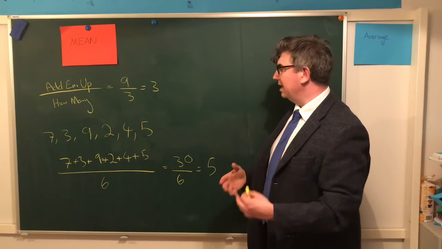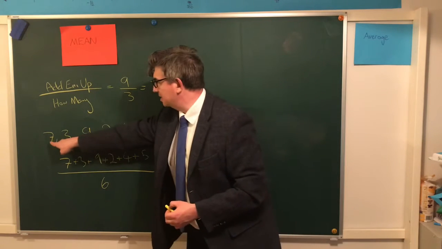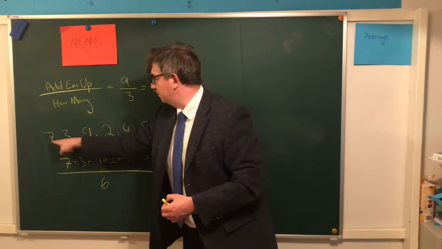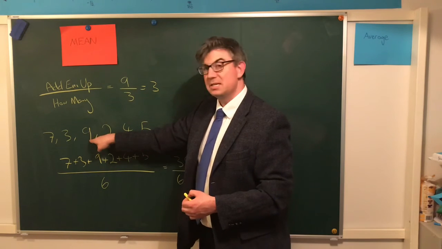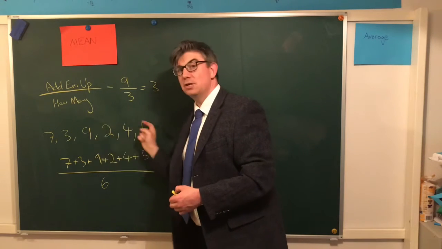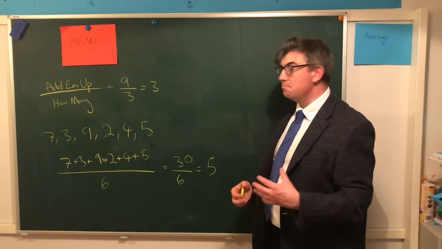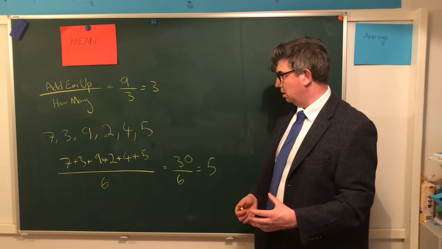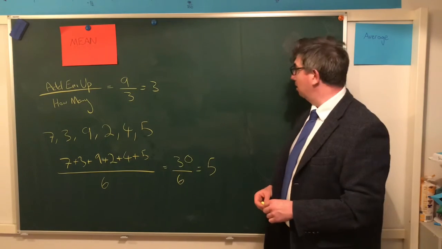And what that really means is that if I took, let's say, 2 away from the 7 and I gave it to this 3, I'd have 5 and I'd have 5. And if I took 4 away from this 9 and I redistributed between these two guys here, it would average out that each one is going to have 5, okay? So when we do that process, we're finding the mean. Finding the mean, we add them up, we divide it by how many there are.